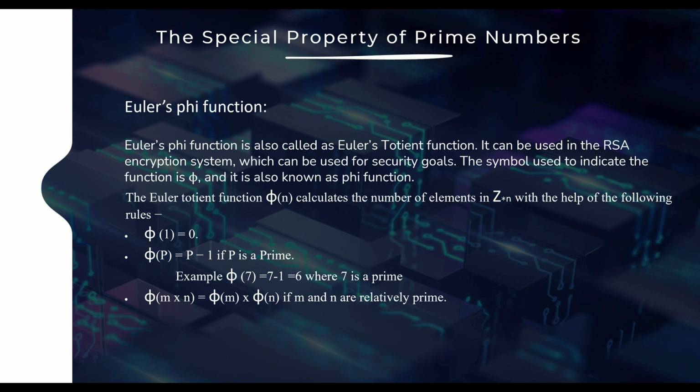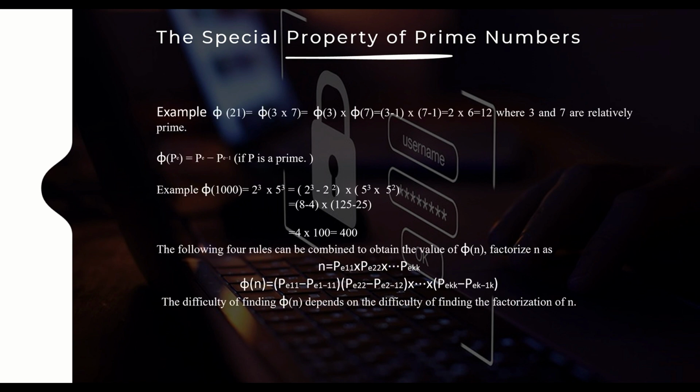First rule. Phi of 1 equals 0. Second rule. Phi of p equals p minus 1 if p is prime. For example, phi of 7 equals 7 minus 1, where 7 is a prime. Third rule. Phi of m times n equals phi of m times phi of n if m and n are relatively prime. For example, phi of 21 equals phi of 3 times phi of 7, which is equal to 2 times 6 equals 12, where 3 and 7 are relatively prime.